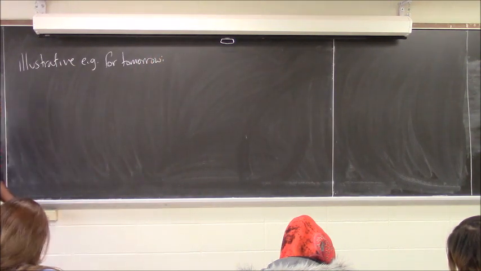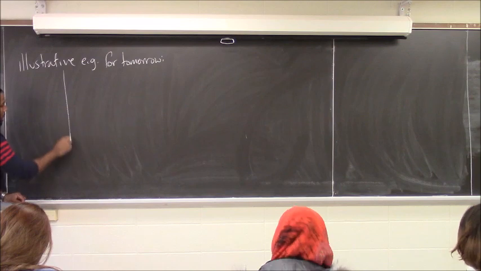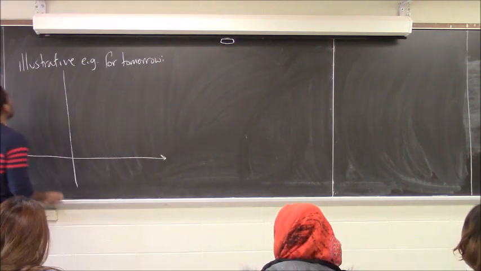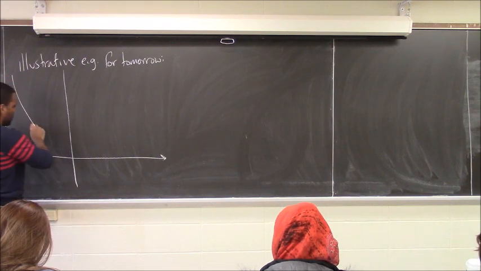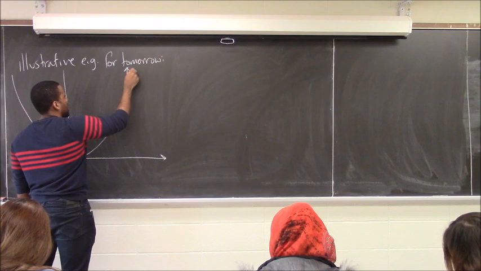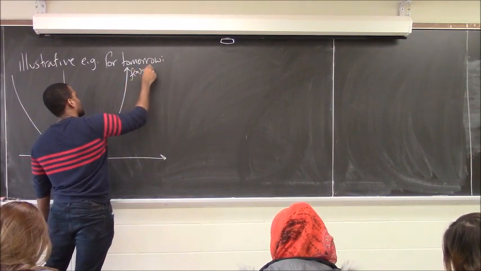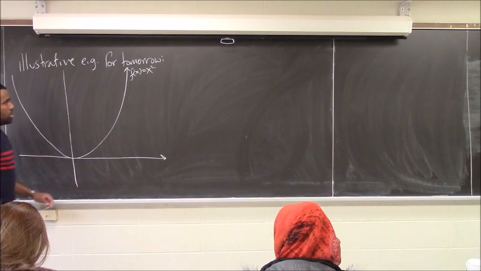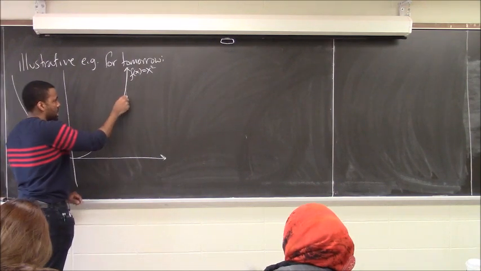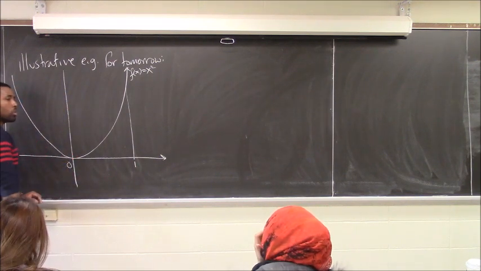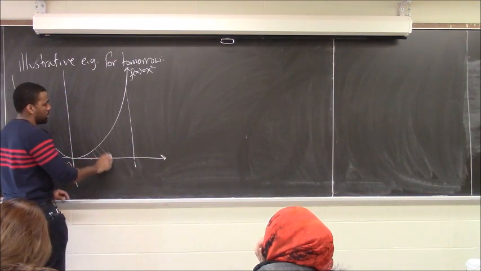Okay, so here's the idea. Say I had the function y equals x squared. So that's my f of x equals x squared. And I wanted to find the area under this curve between 0 and 1. So I care about this area here.